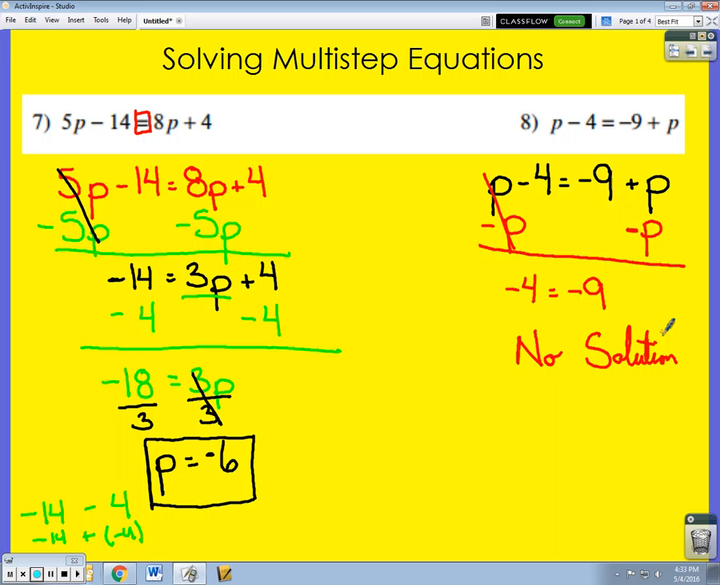All right. I hope that made sense, because when I subtract this p from here, p minus p gives me 0. So I have nothing there, and I'm left with -4 equals -9. I cannot solve for p, so there's no solution.